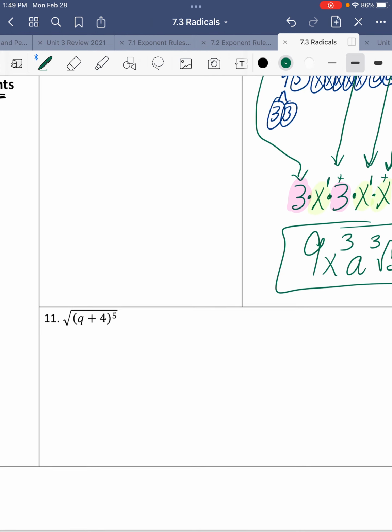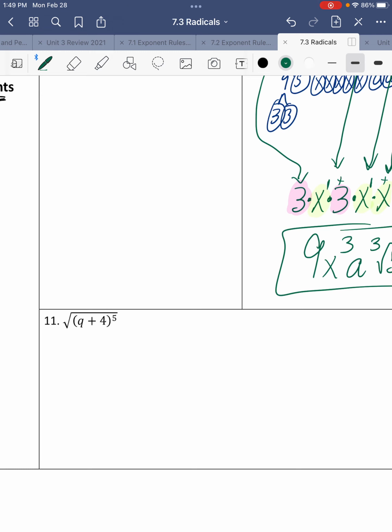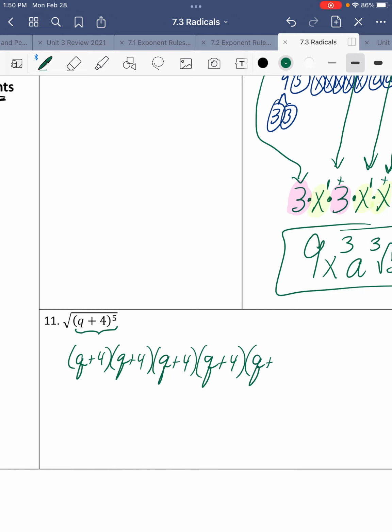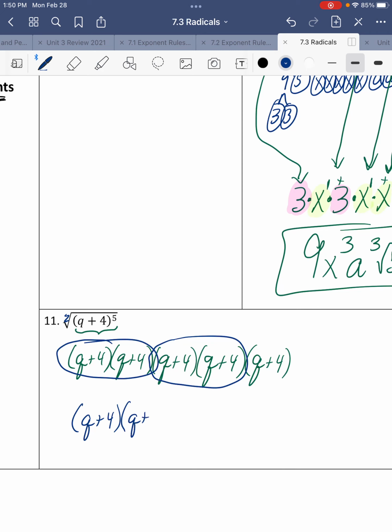All right, number 11. Whew, this looks crazy. So underneath, to the 5th power, that means q plus 4 times q plus 4 times q plus 4 times q plus 4, and another q plus 4. There are your prime numbers. Well, what happens when we group them? There's one group that comes out, so that's a q plus 4. Oh yeah, it's a square root. I keep on forgetting that. That's a square root. Another grouping comes out. And the last group does not, so that stays underneath.